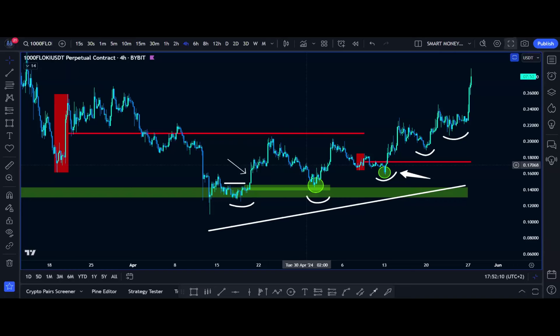Because at the end of the day, we just want to synchronize with the market makers. We want to think like they do. We want to trade like they do.